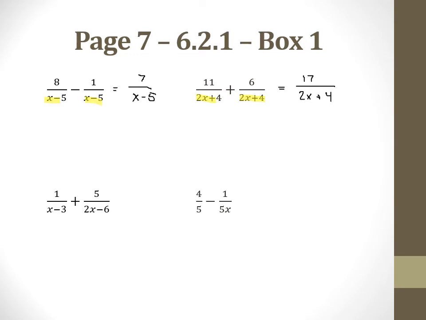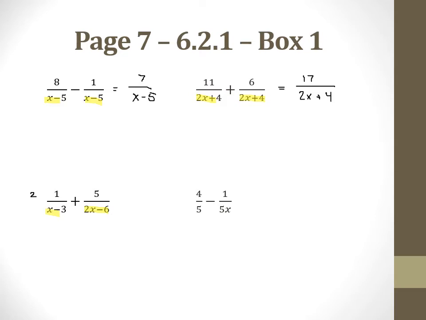Now on this third problem, the denominators are not exactly the same. This is x minus 3 and this is 2x minus 6. So I need to multiply one of these by something to make them the same. And that's pretty easy to do. I know that x minus 3 is half of 2x minus 6.